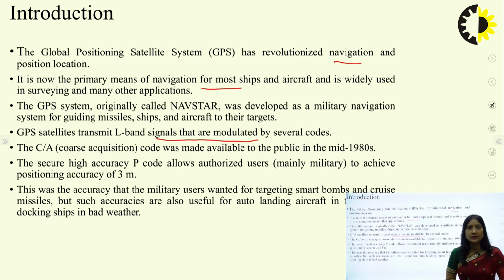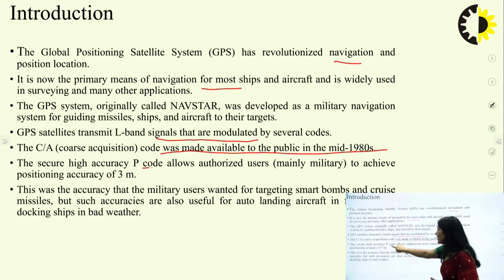There are multiple satellites which are working in collaboration with each other to provide you the facility of GPS. So we will discuss different codes and different block diagrams of GPS today. The C/A code was made available for public use in the mid 1980s. Earlier it was developed only for military or defense purpose, but in the mid 1980s the C/A code, that is the coarse acquisition code, was specifically designed for civilian purpose.